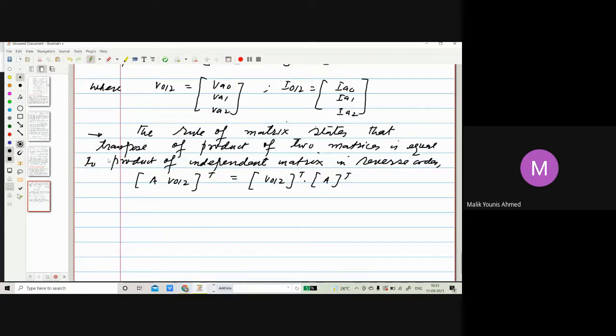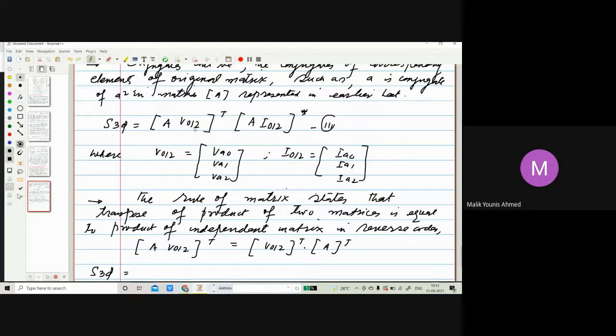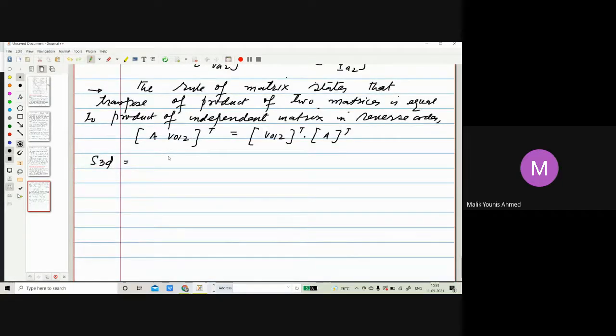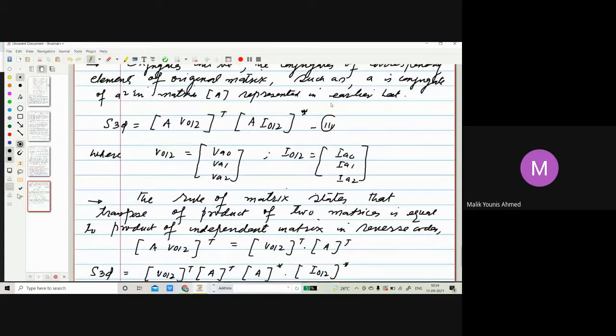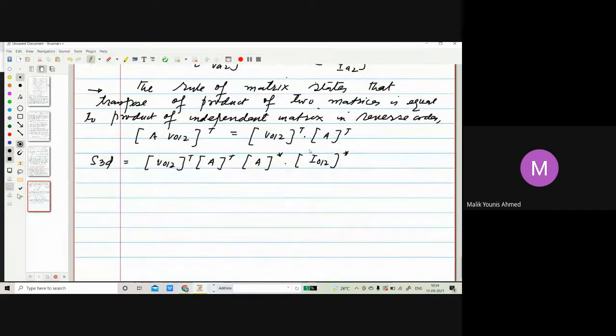Okay, so further, using this rule, the three-phase power can be written as V012 transpose multiplied by A transpose multiplied by A conjugate multiplied by I012 conjugate. Here also it's not a problem. Conjugate is there, so we can take individual conjugates. That's fine in this case. Let's call it equation number 4.